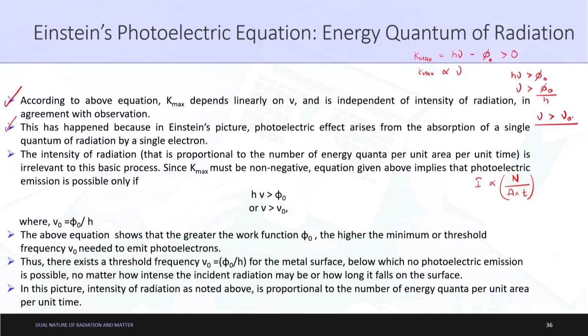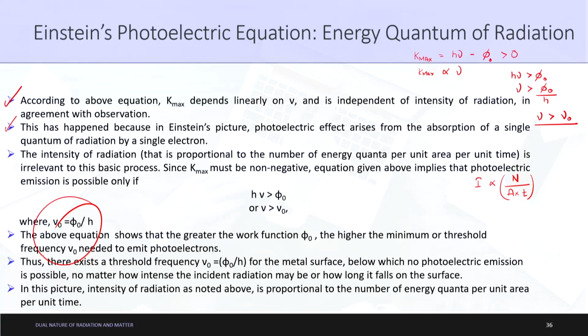So there is a value of frequency which must be present for photoelectric emission to occur. This frequency is called the threshold frequency. Now the mathematical concept is done, and it is consistent with the experimental study. The wave theory was not able to explain this concept, but the discrete particle picture was useful to understand it. So h nu is greater than phi naught, and nu is greater than nu naught, where nu naught is equal to phi naught by h.